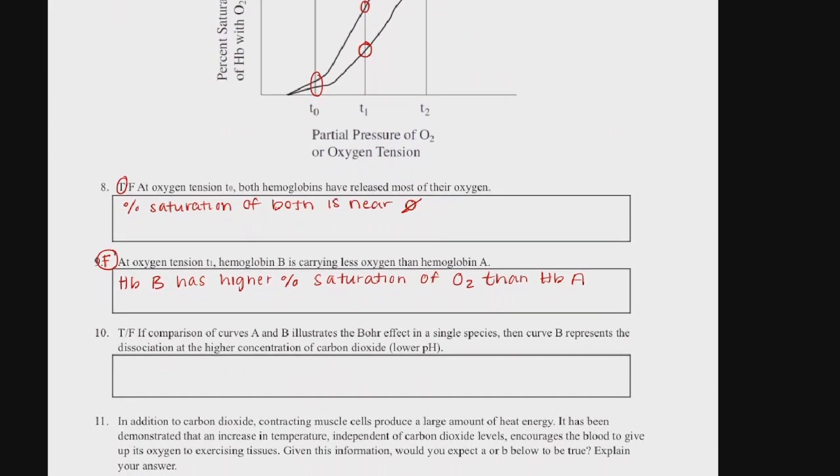If comparison of curves A and B illustrates the Bohr effect in a single species, then curve B represents the dissociation at the higher concentration of CO2, lower pH. So this is also false. At higher carbon dioxide levels or lower pH, we would expect the Hb to release more of its oxygen to the active tissues. So curve A is actually a better representation of what happens at a lower pH. So we would just say curve A.